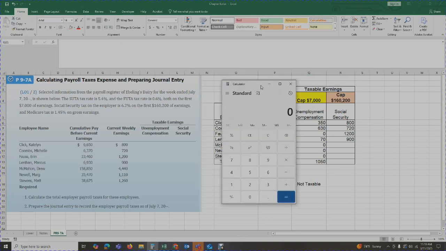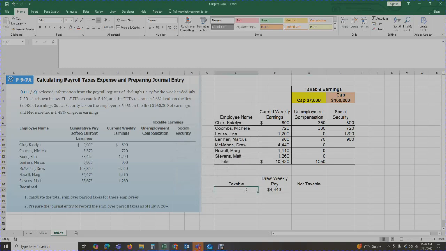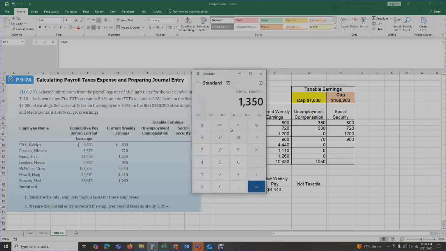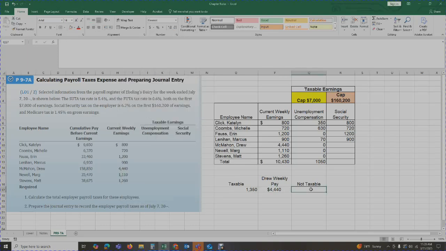Okay, so we calculated. We have a cap of 160,200. And Drew has already earned 158,850. That means that Drew only needs $1,350 to reach the cap. This is the taxable amount, $1,350. So from the paycheck of $4,440 that Drew earned, we're going to pay taxes on $1,350, and the remaining $3,090 is not going to be taxable.